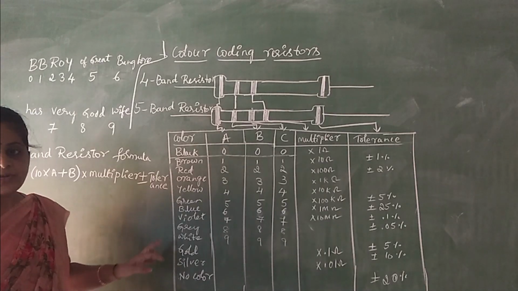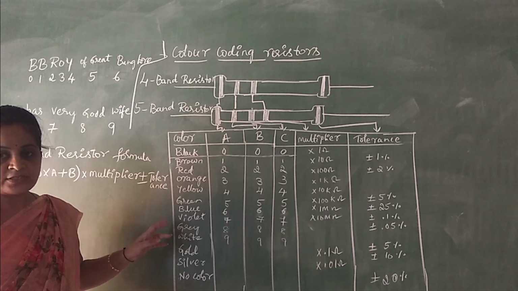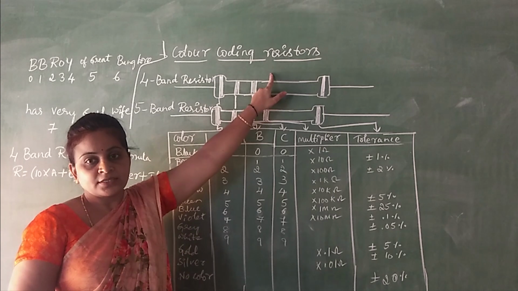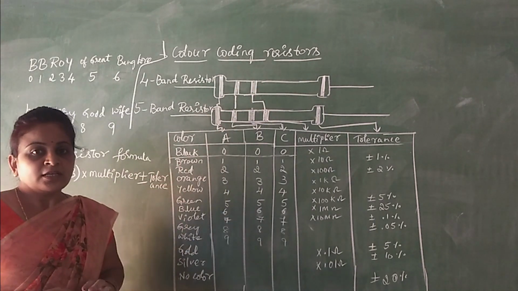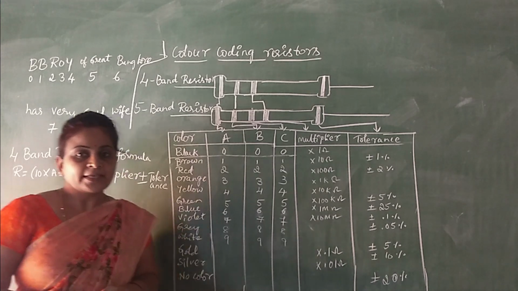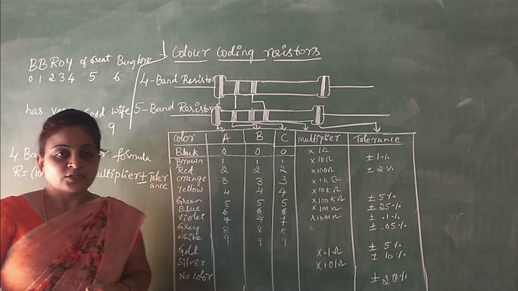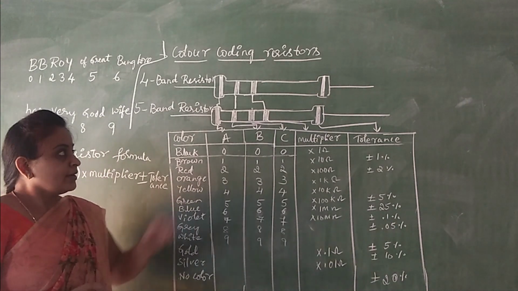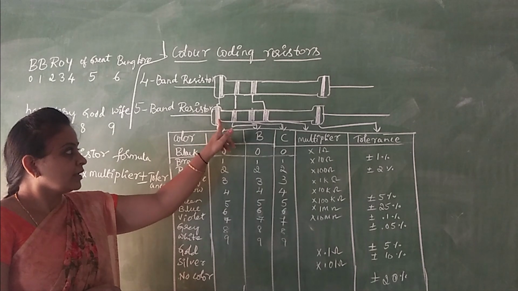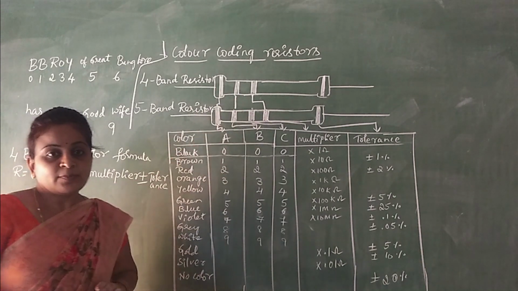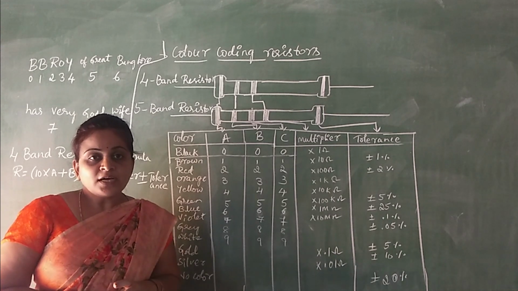So before going to the remaining two types of fixed resistors, I will discuss color coding of resistors. So what does color coding mean? Because of the tiny size of the resistor, we cannot find out the exact value of the resistor. So the resistors are painted or printed with circular lines of colors. So those colors will identify the value of the resistors.